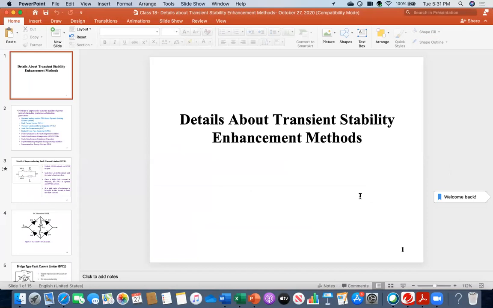So as you know, we are discussing the transient stability, and we have looked at the braking resistor method extensively. We'll be continuing the discussion on transient stability, looking at much more detail and some other methods for that stability.